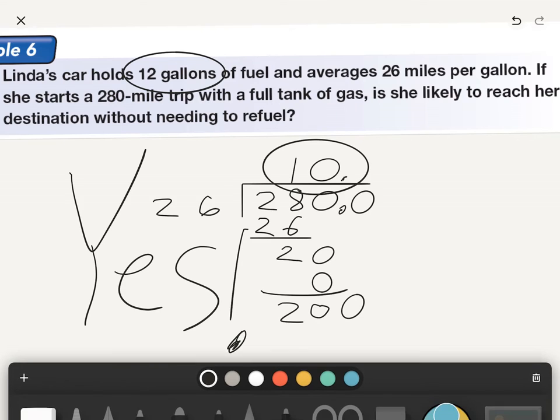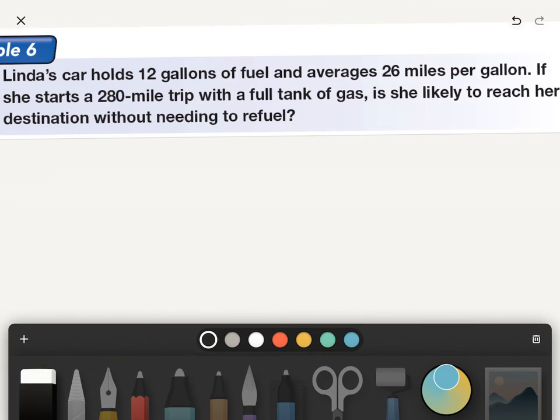But Mr. Crabtree, why does it say likely? Oh, I know, right? Will she reach her destination? I don't know. Maybe there's a hill. Maybe there's a mountain going over that we're not anticipating. But anyway, okay.